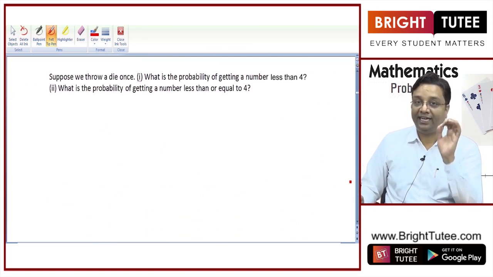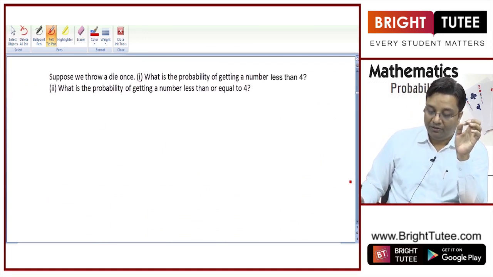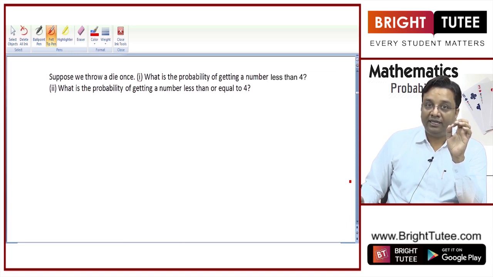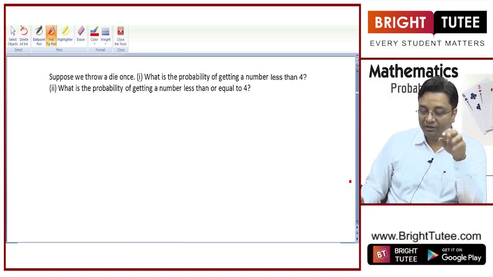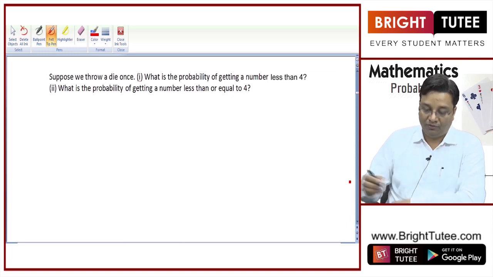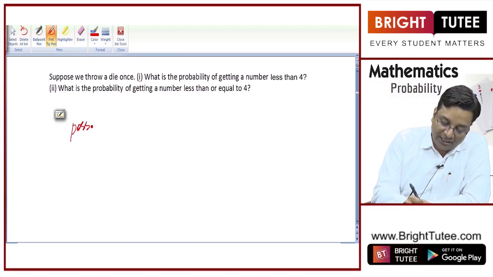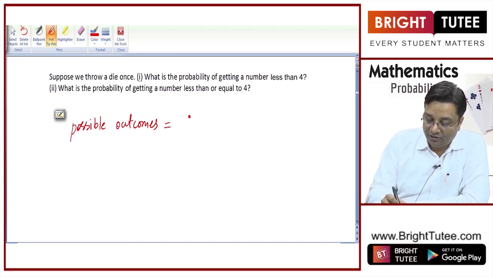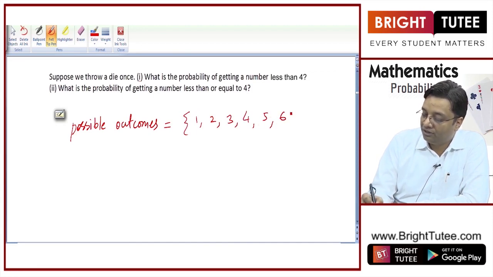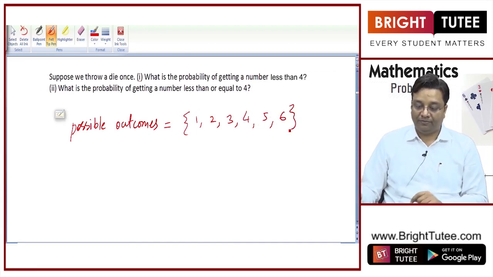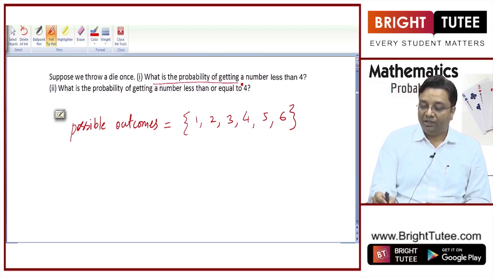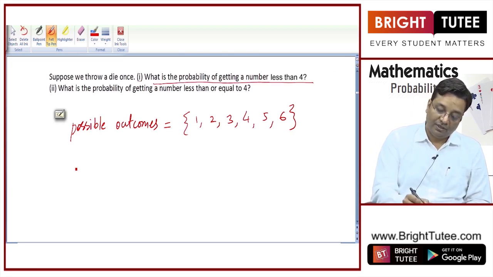Suppose we throw a die once, what is the probability of getting a number less than 4? What is the probability of getting a number less than or equal to 4? So, first of all, you should be clear in your mind about possible outcomes. When we are throwing or rolling a die, you will have 1, 2, 3, 4, 5 or 6 as possible outcomes. Now, what is the probability of getting a number less than 4?